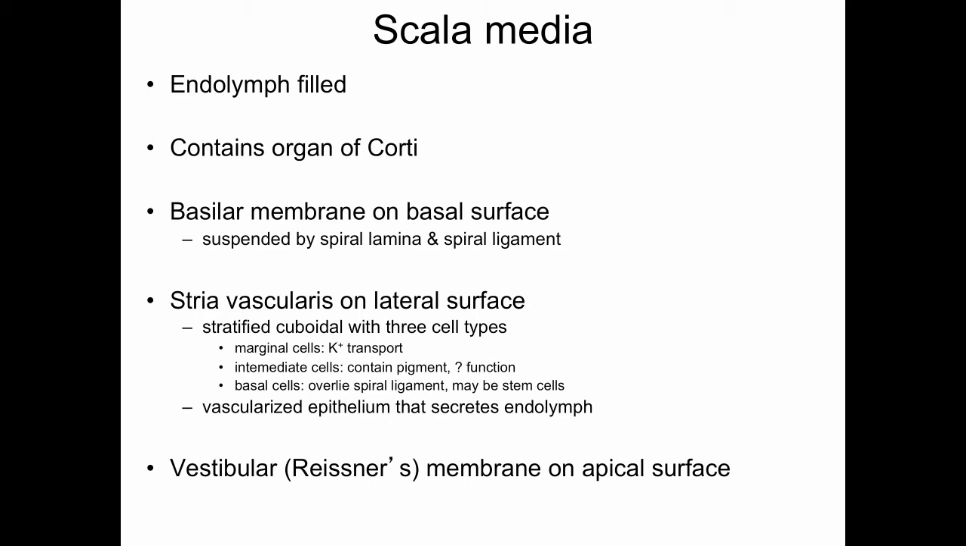As we said, this epithelium is unusual. It's a vascularized epithelium, and it secretes the endolymph. And then the vestibular or Reissner's membrane is on the apical surface. There are 2 layers of simple squamous epithelium on the Reissner's membrane. Between each of these epithelial layers is a basal lamina.